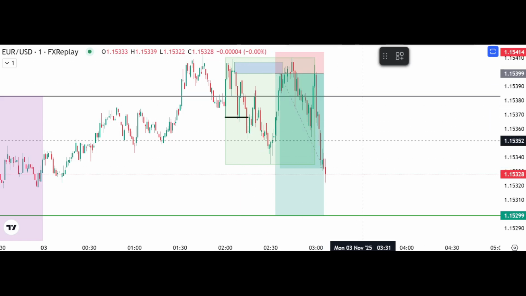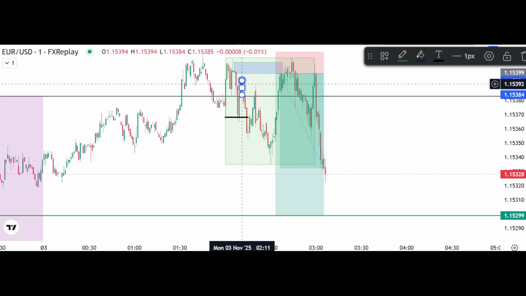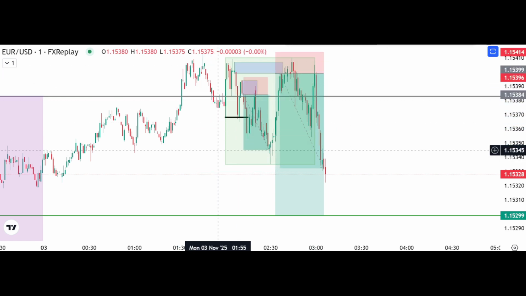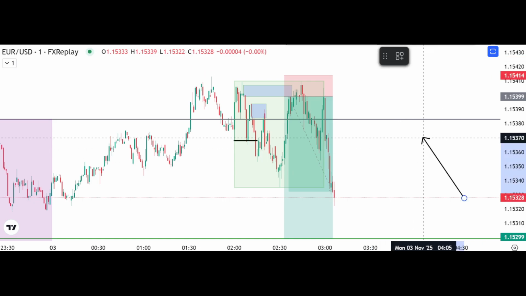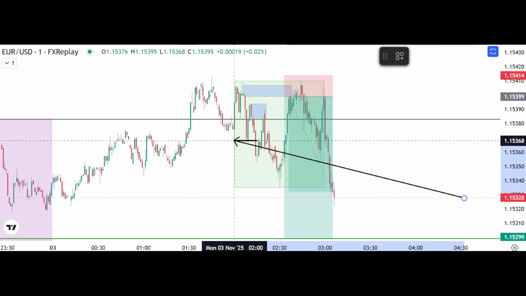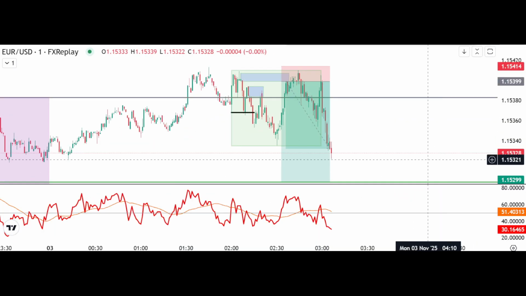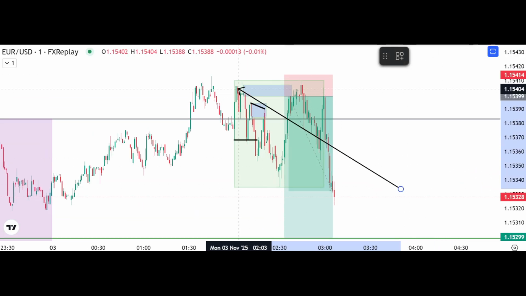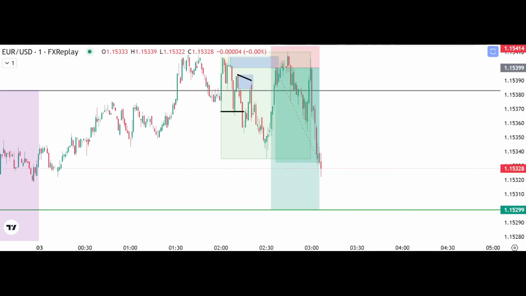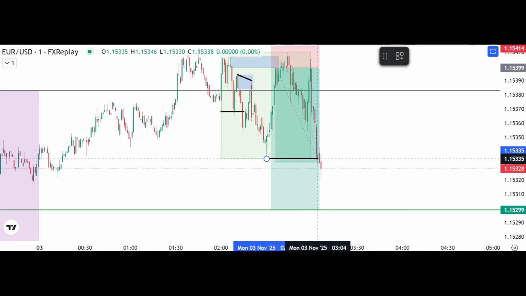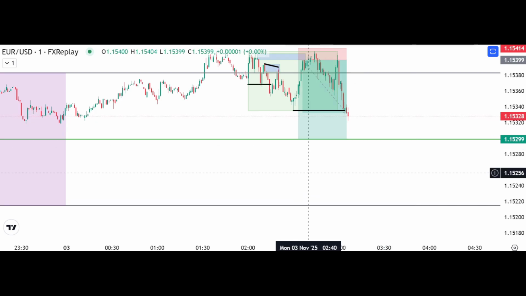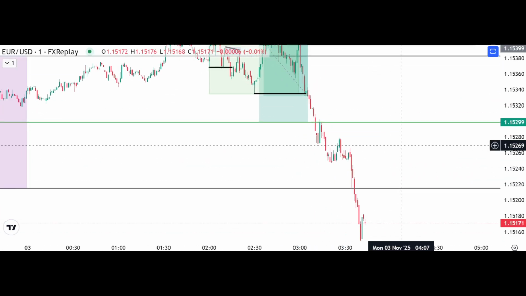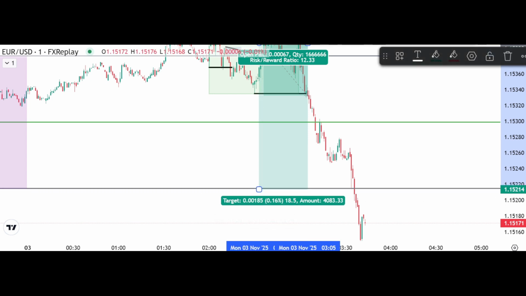Now we broke structure as you can see. Yes, you could have entered this one also, but it is always recommended to enter on the extreme. As you can see, this became a liquidity to mitigate the extreme supply. Anyways, we would partial at this low, then let the rest run. As you can see, it even hit the Asian low.